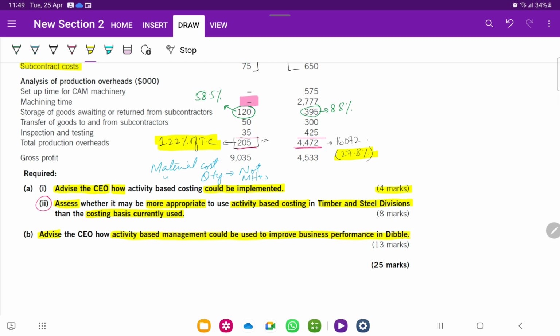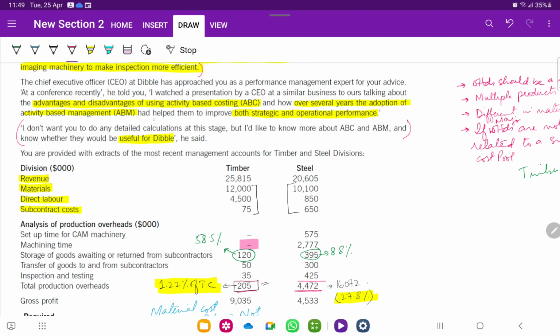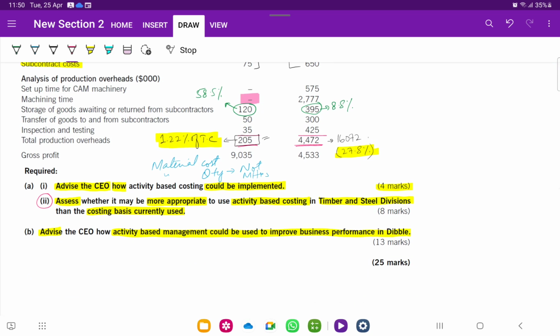Now, while writing the requirement, examiner is not mentioning whether it wants a strategic ABM or an operational ABM, right? But in the question it has mentioned this part, that how over several years the adoption of activity based management has helped them to improve both, ABM at a strategic and operational level both. So if you miss this line, you will probably miss something in part B. So try to read the question very carefully.